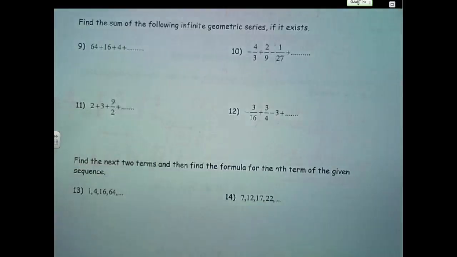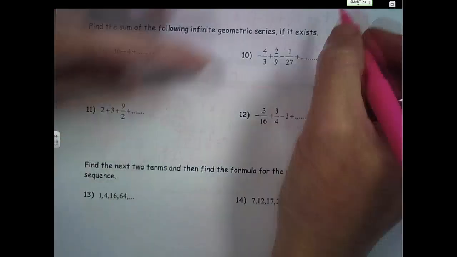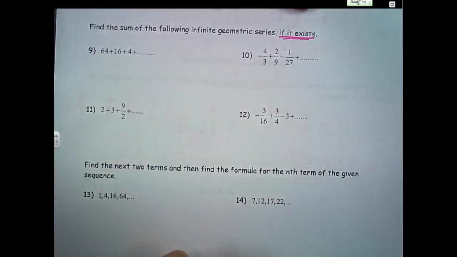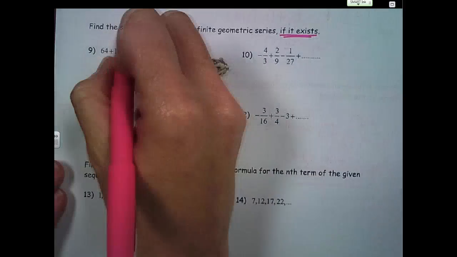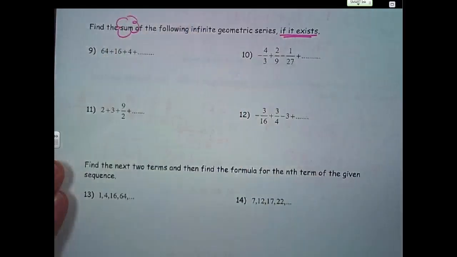Okay, so numbers 9 through 12, the directions are a little different. They say, find the following sum, right? And it gives you this big hint. It says, if it exists. And guys, remember, you can't always find the sum, okay?